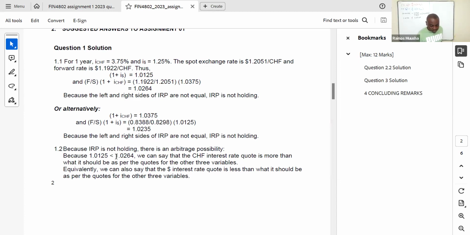Then after that, if you see that the left-hand side is not equaling the right-hand side, it basically means what? The interest rate parity is not holding. So because the interest rate parity is not holding, there is an arbitrage possibility. So that's 1.2. Because the left side and the right side of IRP are not equal, the interest rate parity is not holding.